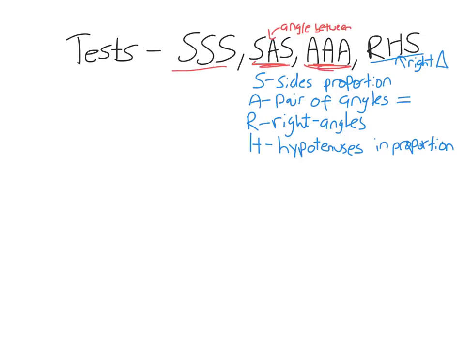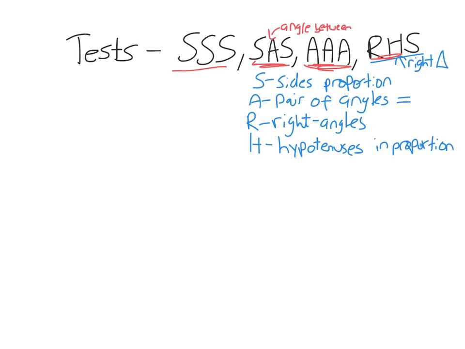AAA is self-explanatory. 3 pairs of equal angles, that means that the sides will be in proportion. So if you have 2 triangles and they have 3 pairs of equal angles, I don't need to check whether the sides are in proportion because I know they will be. And similarly for RHS. If both triangles are right-angled and then the hypotenuses and another side are in the same proportion, I don't need to check the other side and the angles. I know that they will be similar. So remember, these tests mean that 2 triangles are similar, and if 2 triangles are similar, pairs of corresponding angles are equal and pairs of sides are in the same proportion.